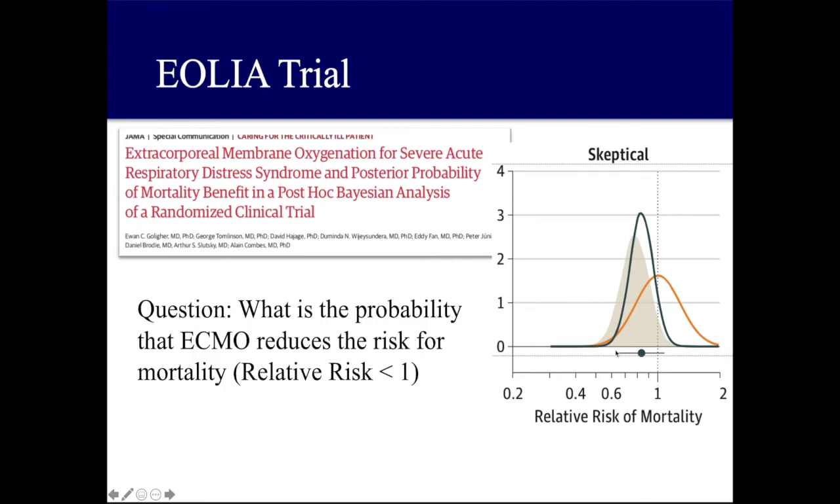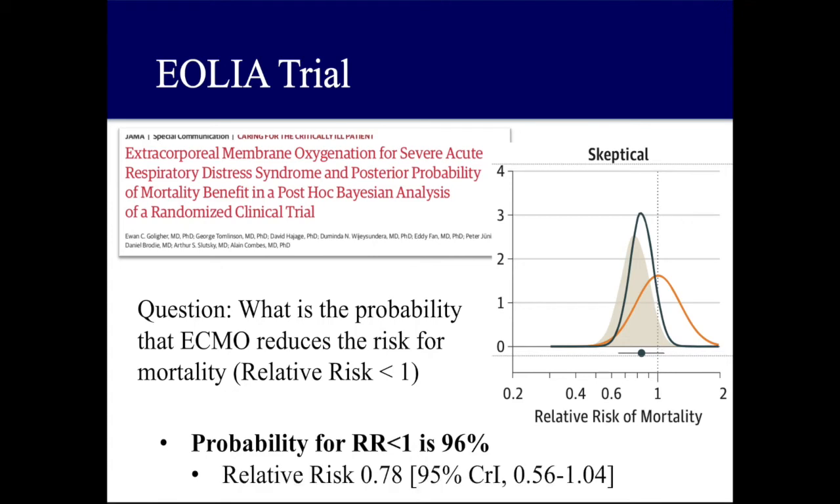So in their study, asking the question, what is the probability that ECMO reduces the risk for mortality? In other words, what's the area of the probability distribution that's less than 1? They estimated that this probability was 96%. This gives them the relative risk estimate of 0.78, very similar to the Frequentist estimate. However, the majority of the probability distribution was less than 1.